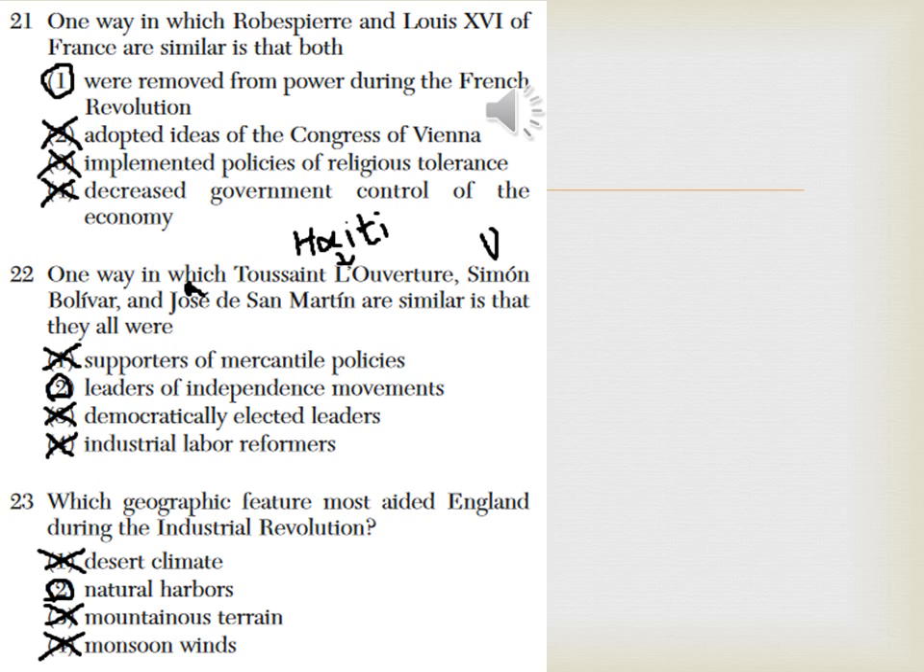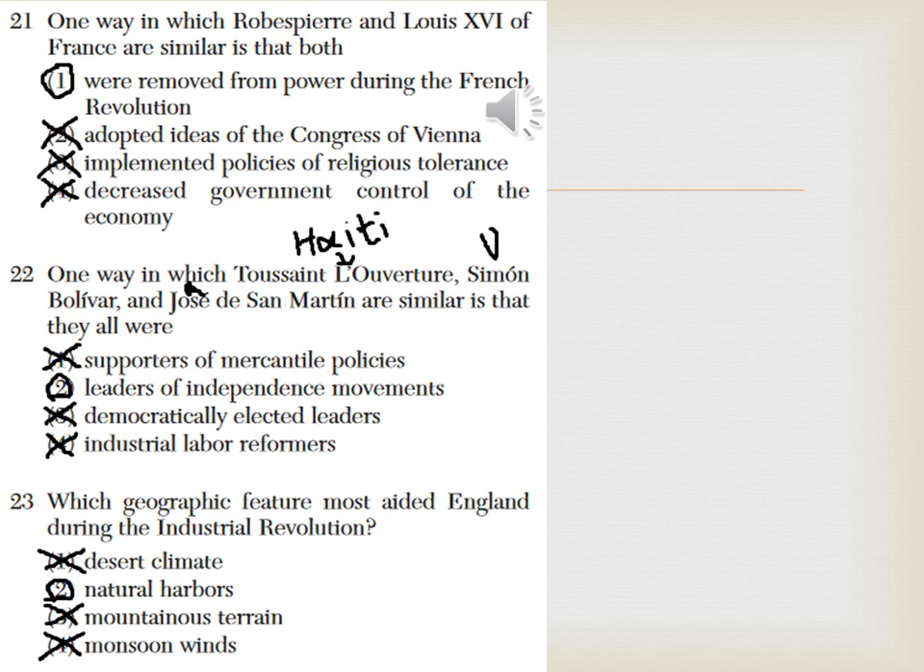Which leads us to our questions. Is it 1, desert climate in England? Come on now, of course you know it's wrong. Is it 2, natural harbors? 3, mountainous terrain? 4, monsoon winds?